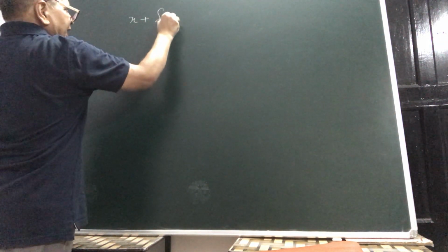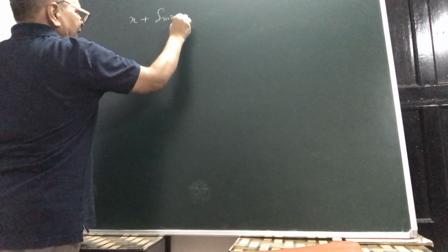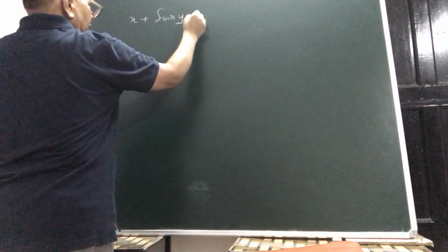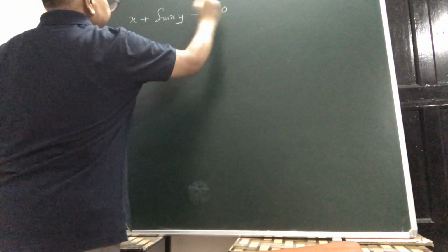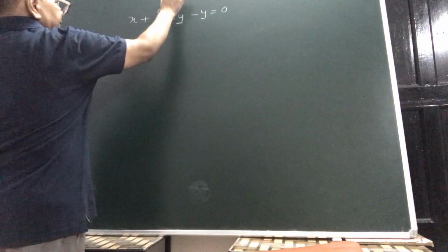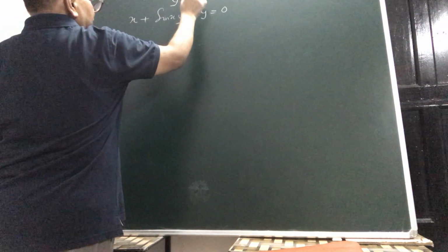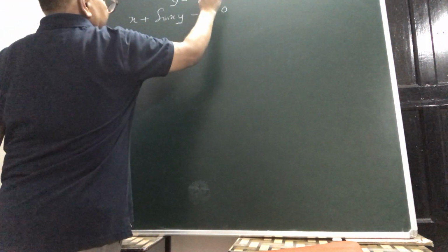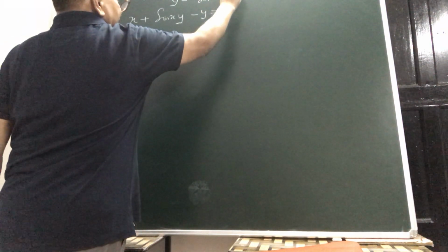Okay. See, first let us clearly understand what we mean by implicit function. I will take one example here given in your book itself, and that is x plus sine xy minus y is equal to 0. And then I will take another example, that is y is equal to say sine of x plus x square.